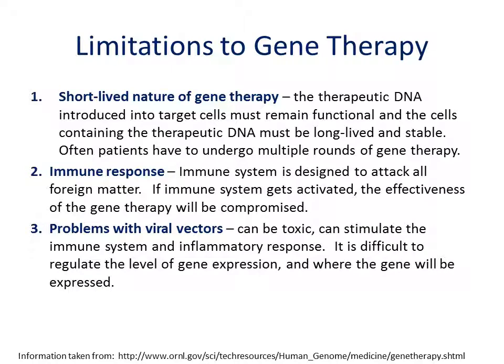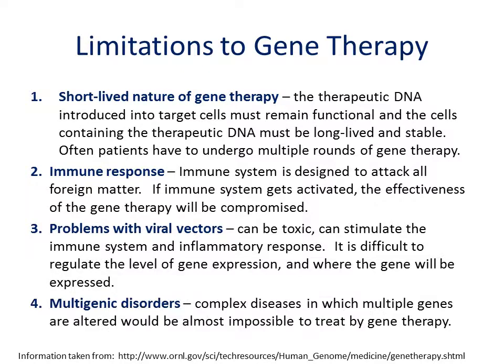There's also many problems with various types of viral vectors. They can be toxic. They can stimulate that immune response, as I mentioned, as well as inflammation. It's hard to know exactly how much of the gene is going to be expressed and if it's going to be expressed in the appropriate tissue. And gene therapy really isn't doable if it's a multigenic disorder. This is only going to be effective for a gene that is being overexpressed.